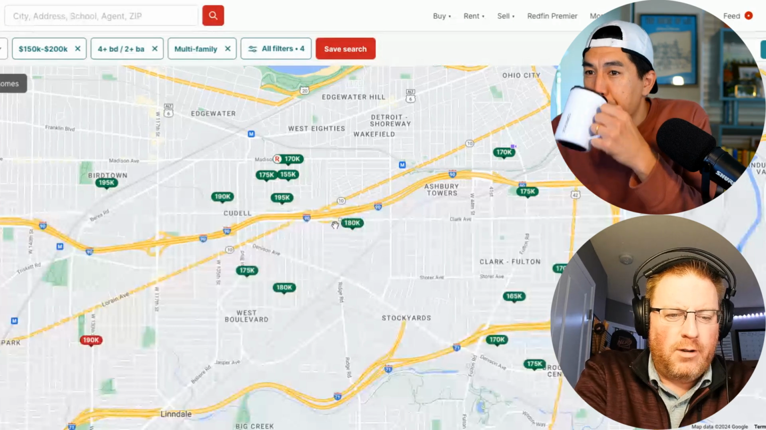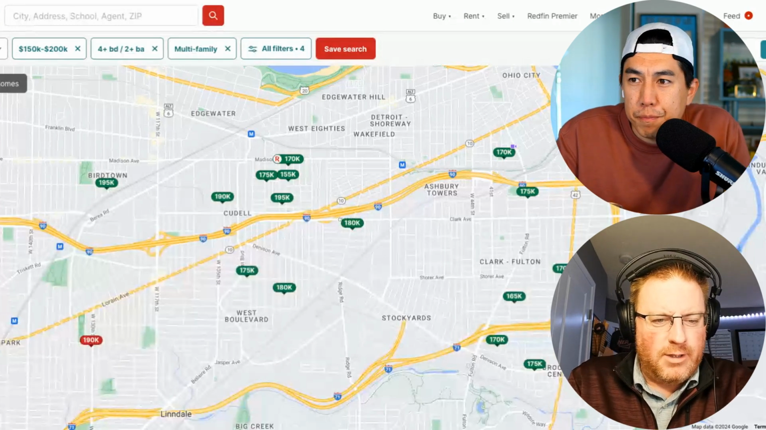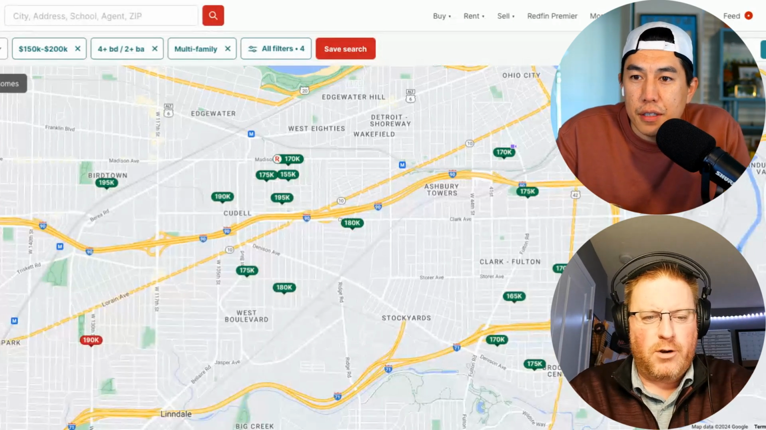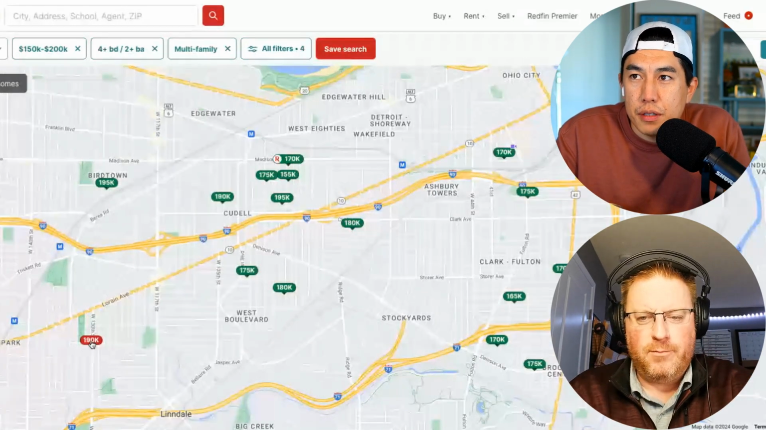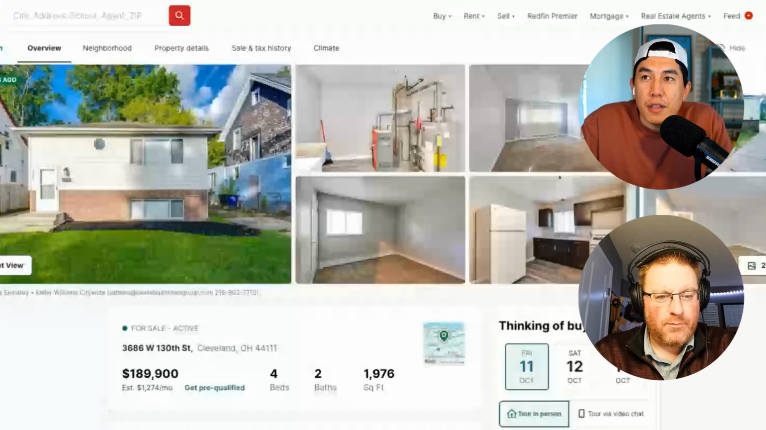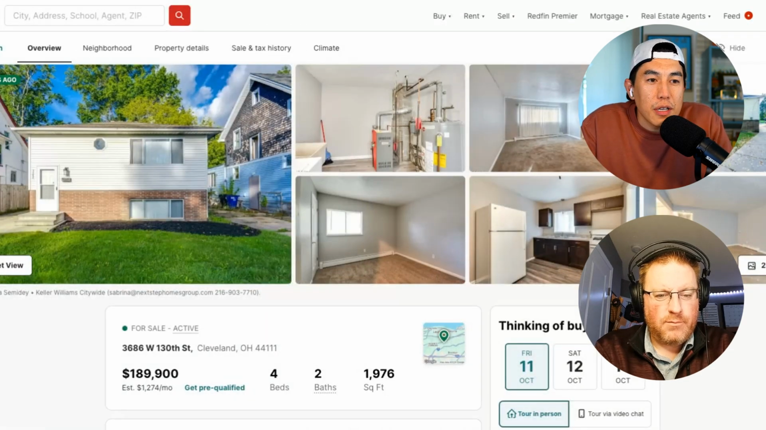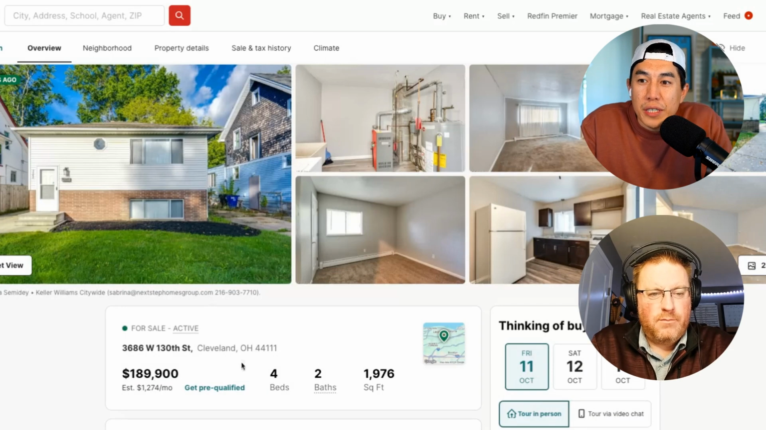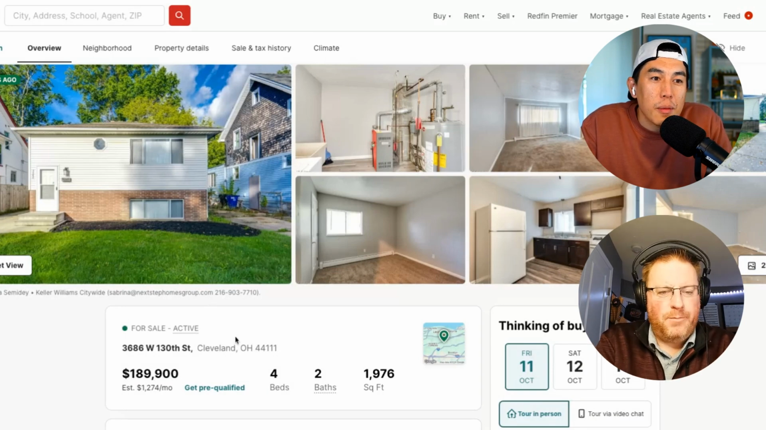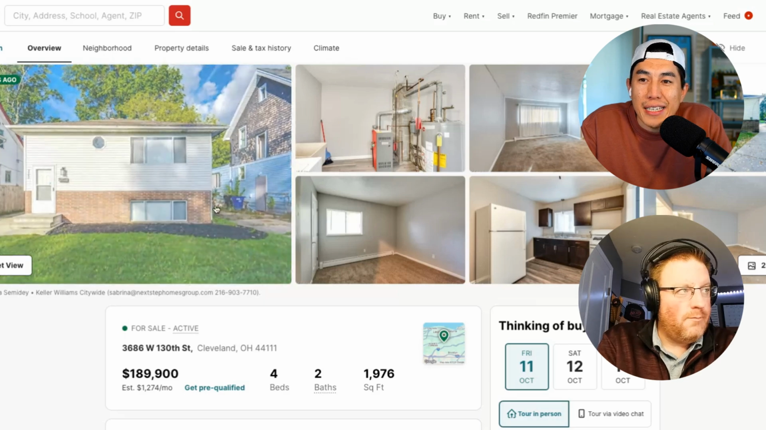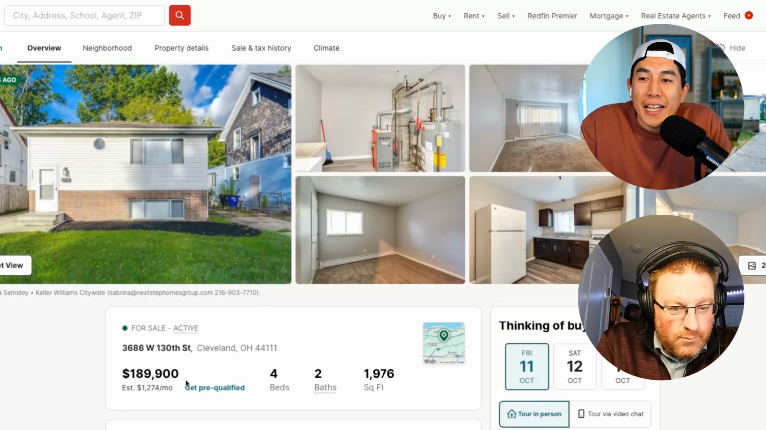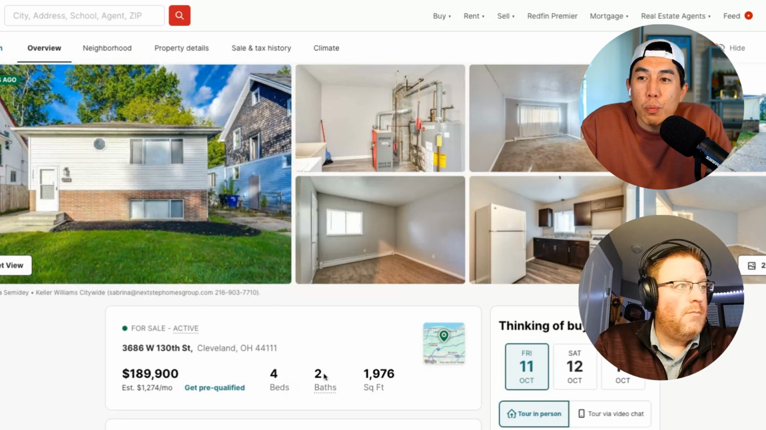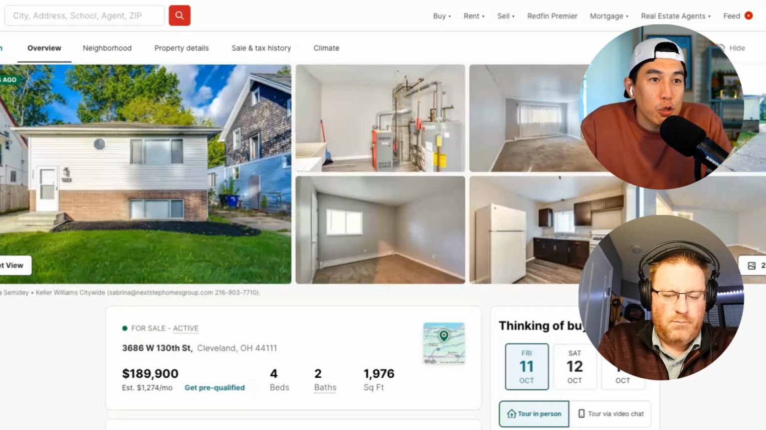What's the one over there that's lit up red? It's over probably West 140th, West 150th. Yep. Yeah, that one. What's that one? I have clicked on the property that Mike is suggesting. It is 3686 West 130th, Mike. It's listed for $190,000. And it is a 4-bed, 2-bath duplex, which means that each unit is 2 bed and 1 bath.